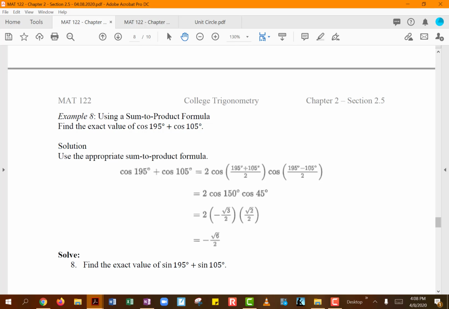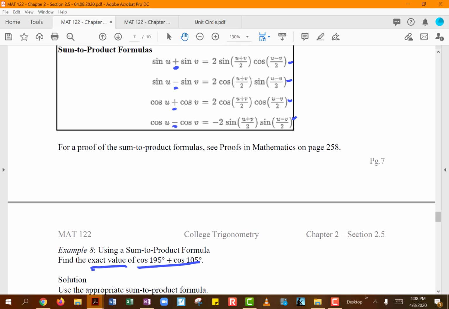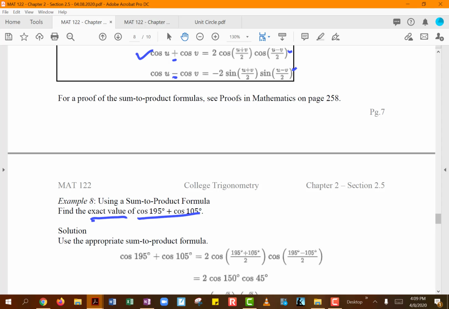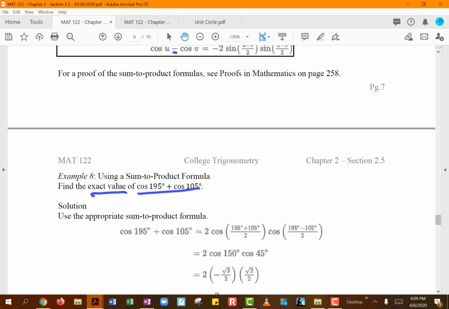We are given cosine of 195 plus cosine of 105, and they're asking us to find the exact value. Since this is cosine plus cosine, you are looking at the third rule over here. So we've got 2 times cosine of 195 plus 105 divided by 2, and that whole thing is being multiplied by cosine of 195 minus 105 divided by 2. 195 plus 105 will of course give you 300 degrees.